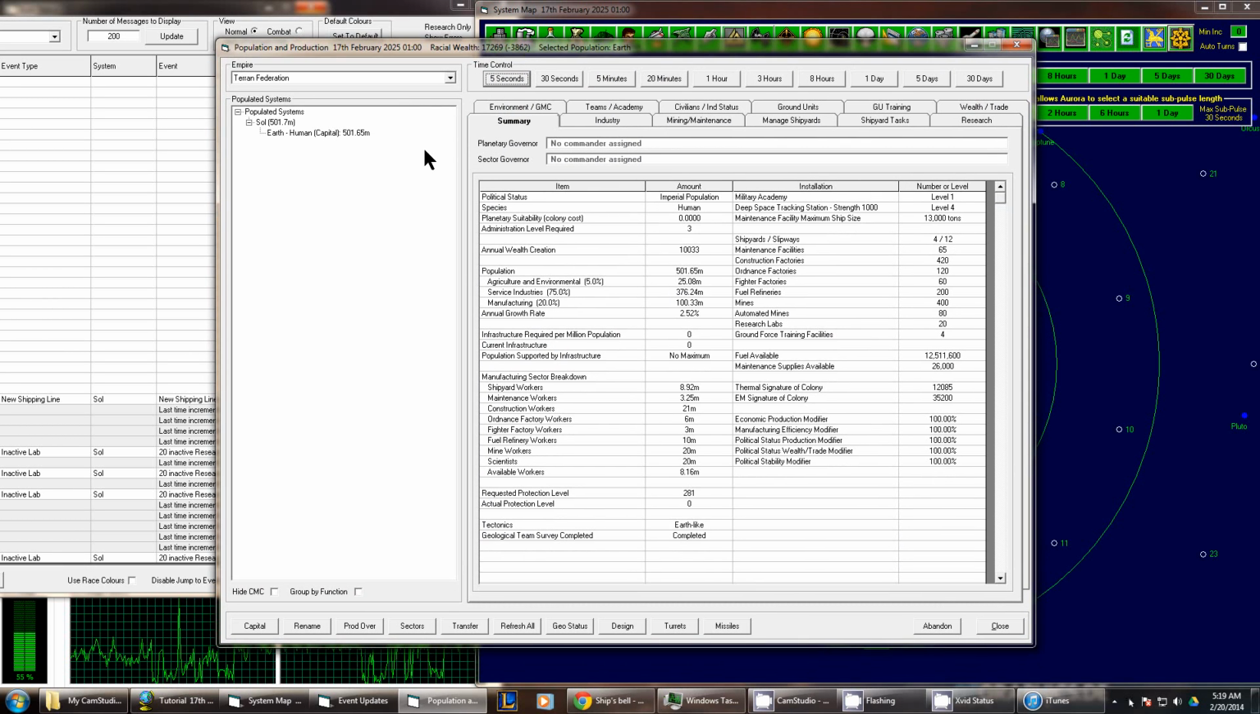This is the summary of Earth. This particular body, this is the summary of what's going on inside Earth. Political status, you're the imperial population. You're the mainstream population. For example, if you took over an alien population, there might be a lower one.